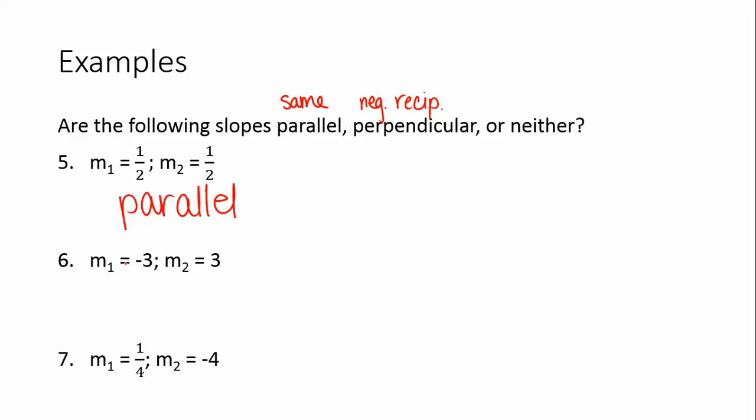Number 6, the slope of the first line is negative 3, and the slope of line 2 is positive 3. So think about that for a second. They are opposite in sign, but they are not reciprocals. So this is neither. Number 7, we have positive 1/4 and negative 4. So again, we have opposite in sign, and we do have reciprocals. If you imagine 4 being over 1, 1/4, 4/1, those are reciprocals. So this set of lines is perpendicular.